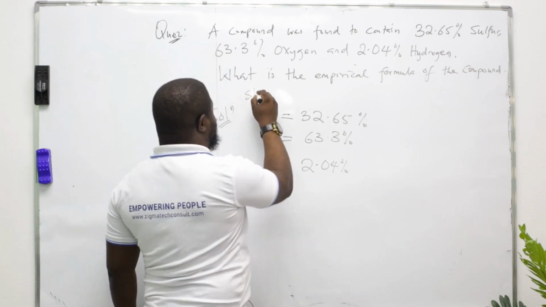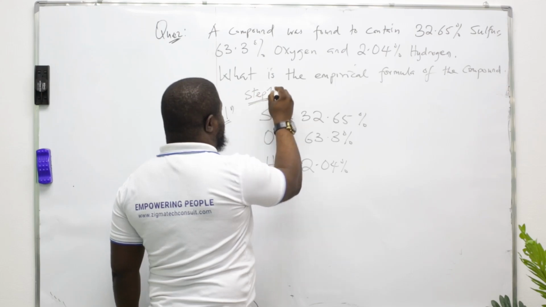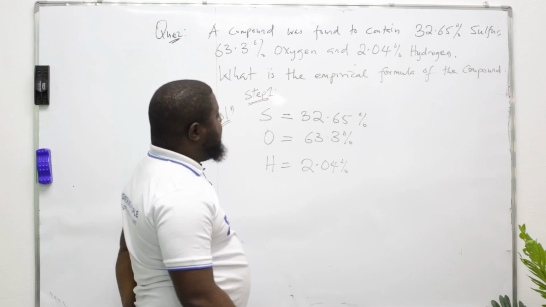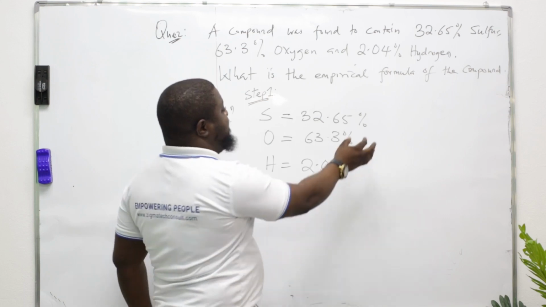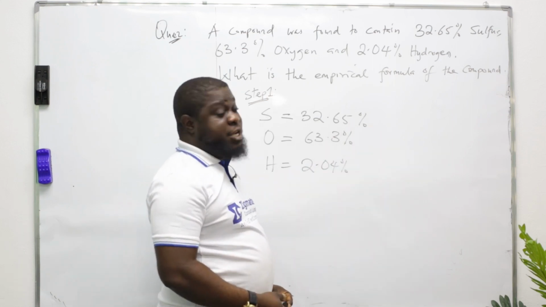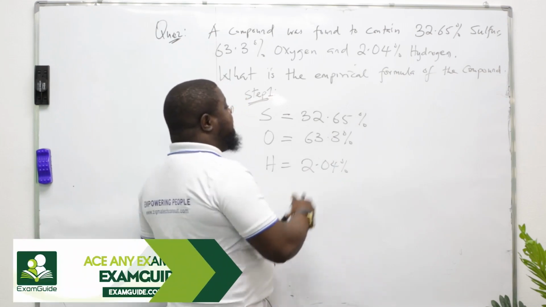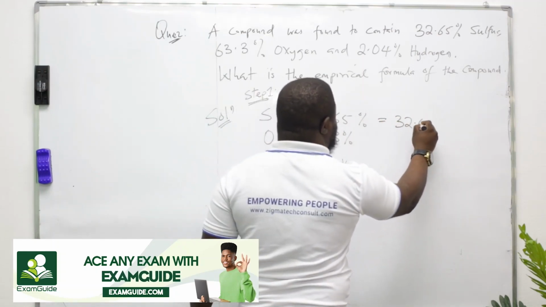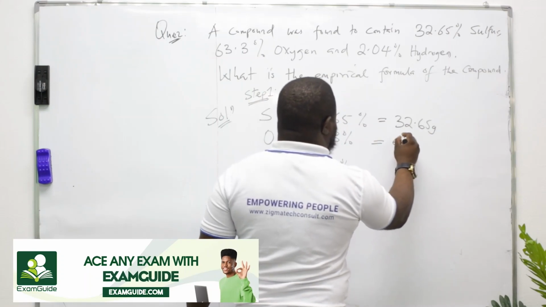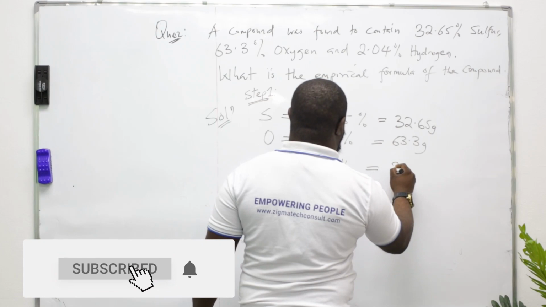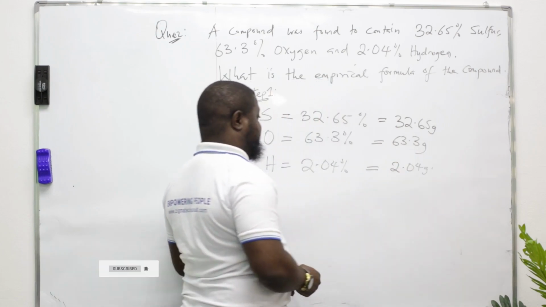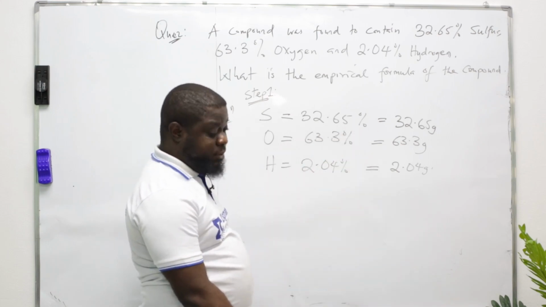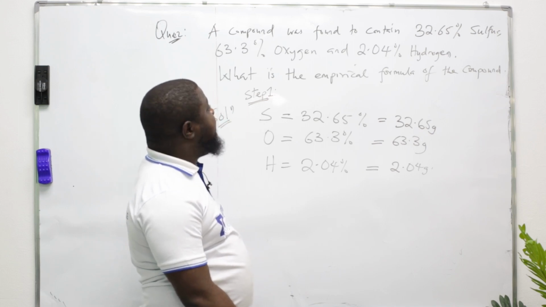Step one. Now they say change the percentage to grams. Change the percentage to grams is just changing the percent sign to grams. That's what they told you. In essence, sulfur will be equal to 32.65 grams, oxygen will be 63.3 grams, and hydrogen will be 2.04 grams. What you're changing is just the sign of the percentage to grams. That's all.